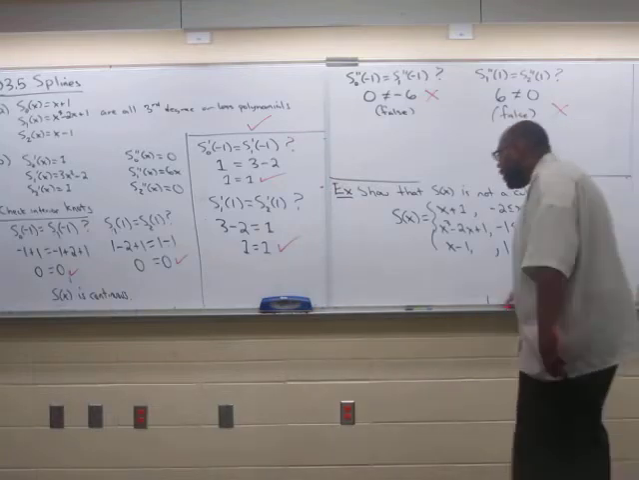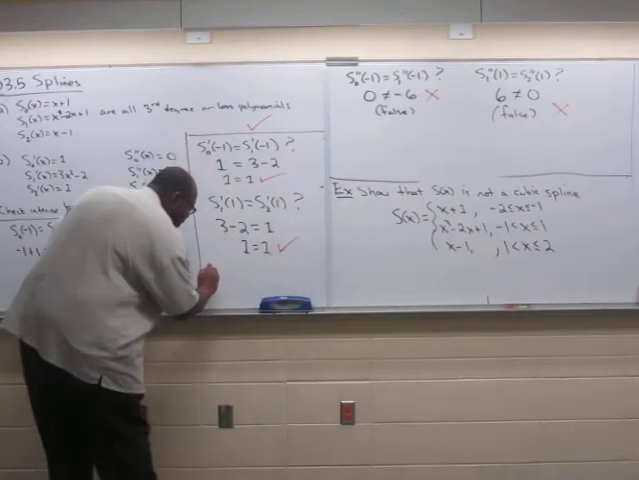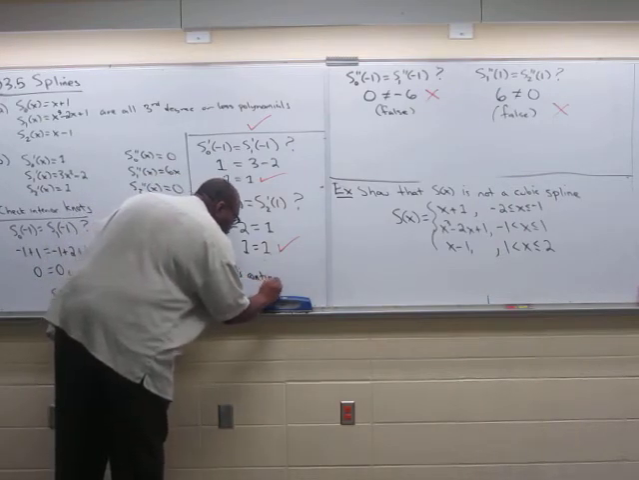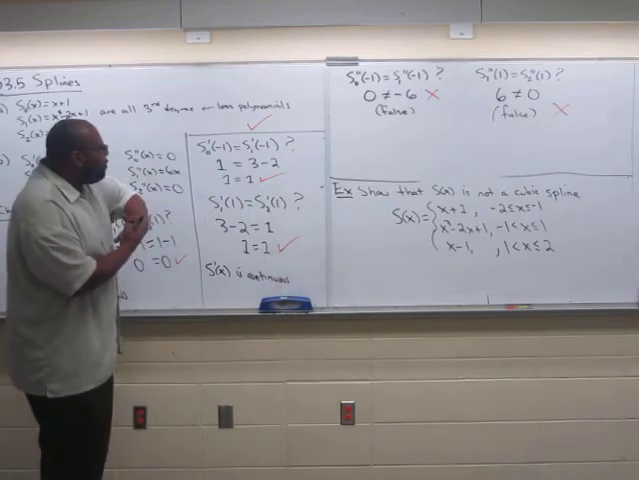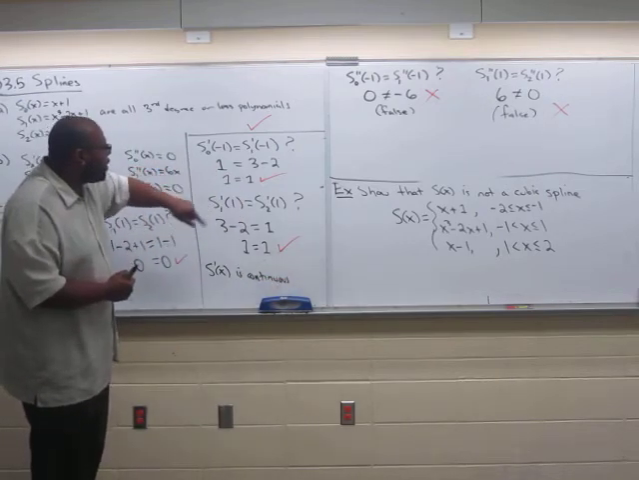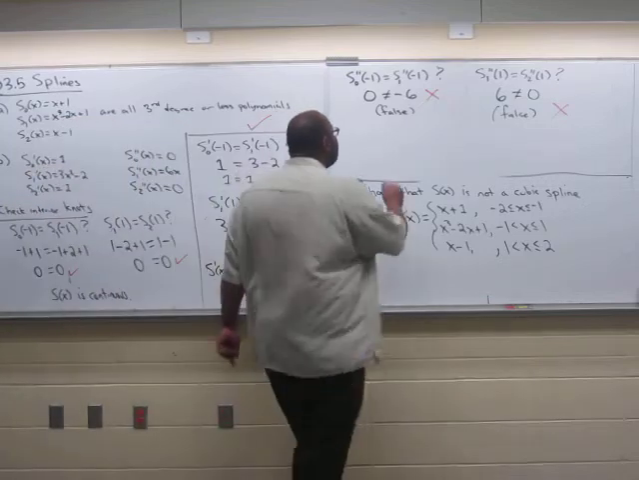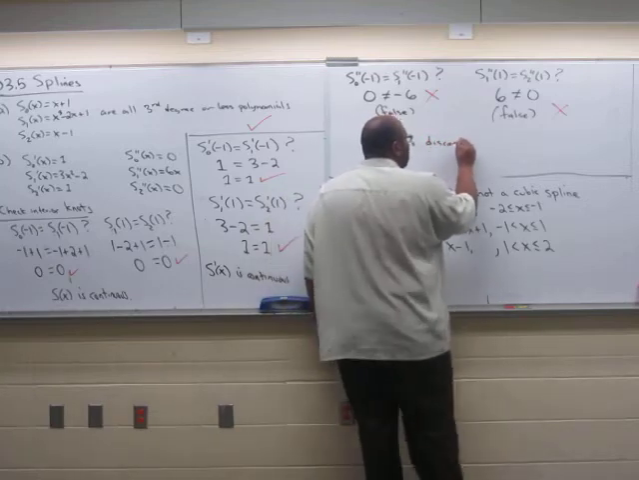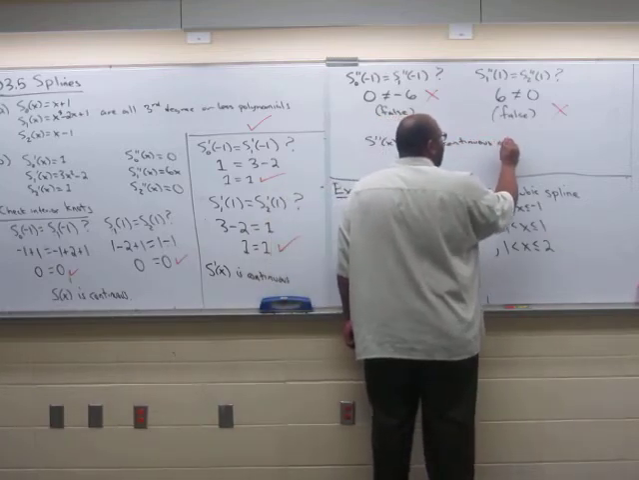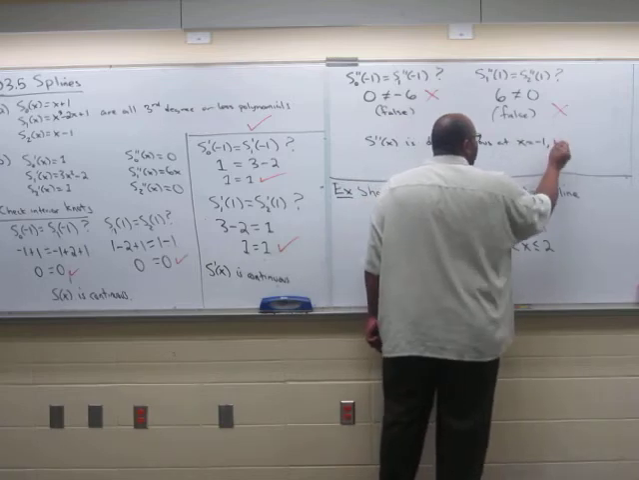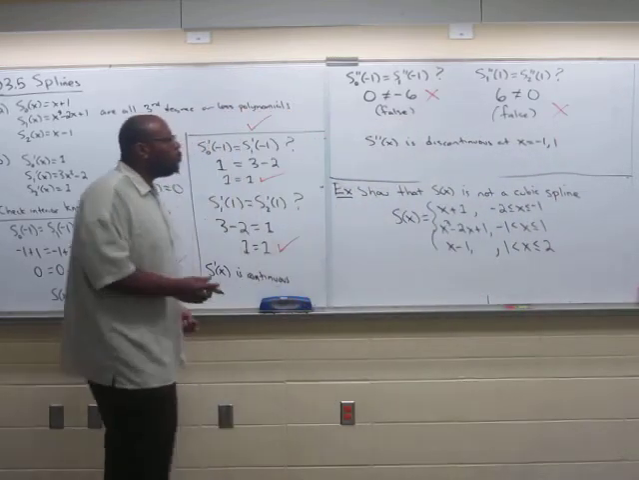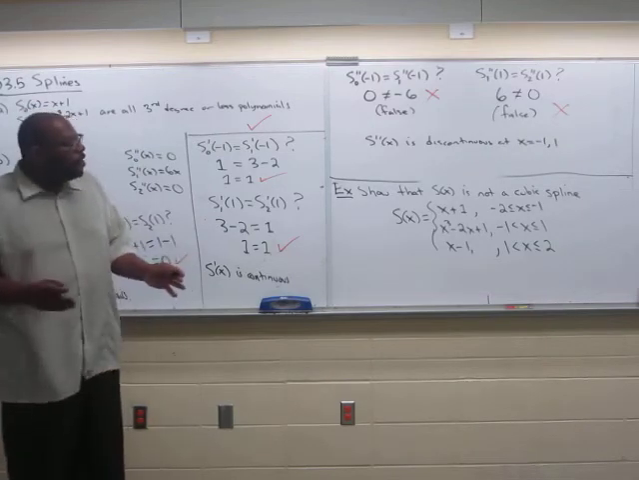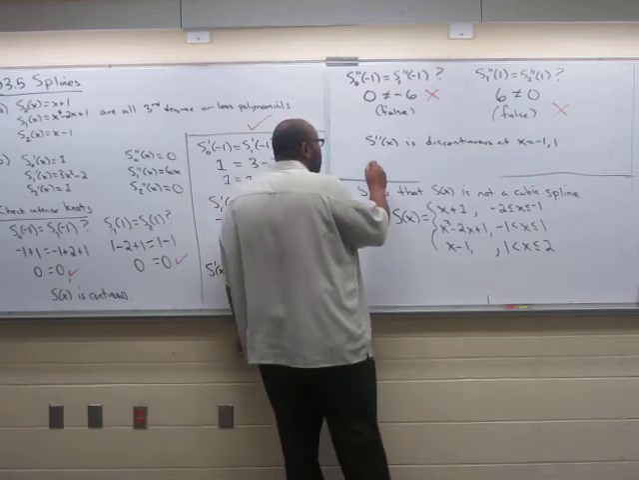So I can say here that s prime of x is continuous, because my derivative is going to connect at the locations of -1 and 1. But s double prime of x is discontinuous at x equals -1 and 1. Those two places where the function is discontinuous. And so I can say, without a shadow of a doubt, that s of x is not a cubic spline.